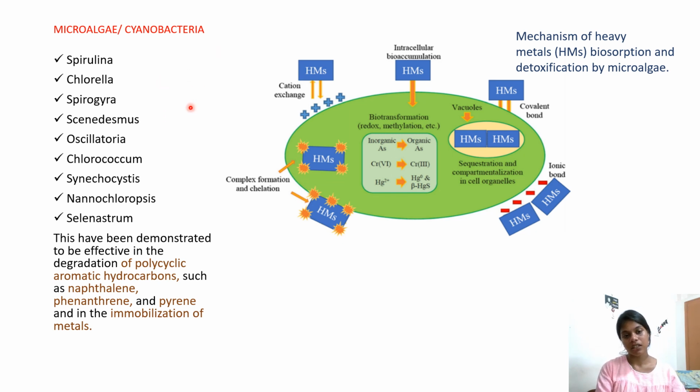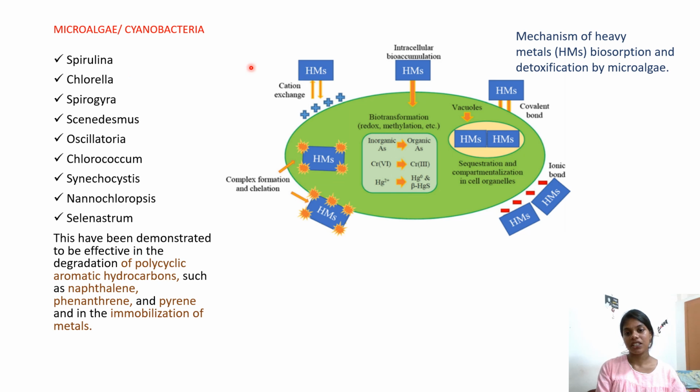Spirulina, Chlorella, Spirogyra, Scenedesmus, Oscillatoria, Chlorococcum, Synechocystis, Nannochloropsis, then Selenastrum. Among these microalgae, mainly green algae belonging to the genera Selenastrum, Scenedesmus or Chlorella have been demonstrated to be effective in the degradation of polycyclic aromatic hydrocarbons such as naphthalene, phenanthrene and pyrene, and the immobilization of heavy metals. Heavy metals like chromium and mercury, they have shown they can reduce the bioavailability of these pollutants in the marine environment.